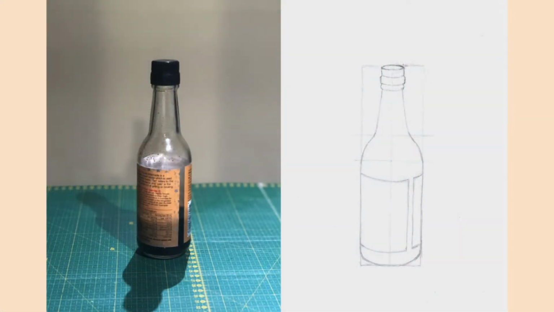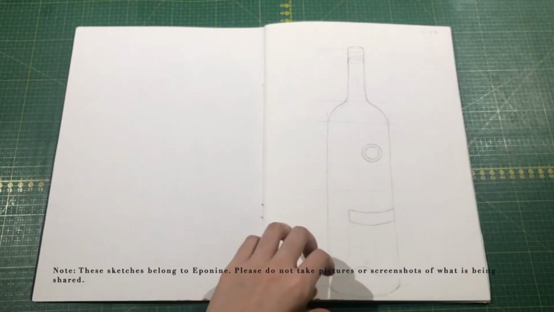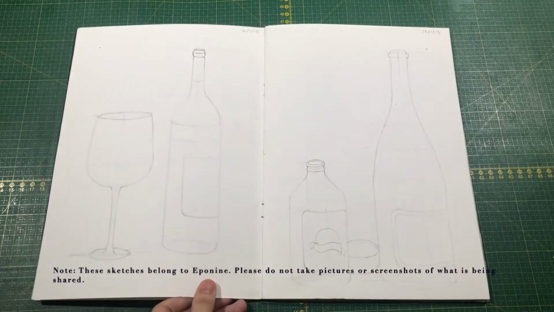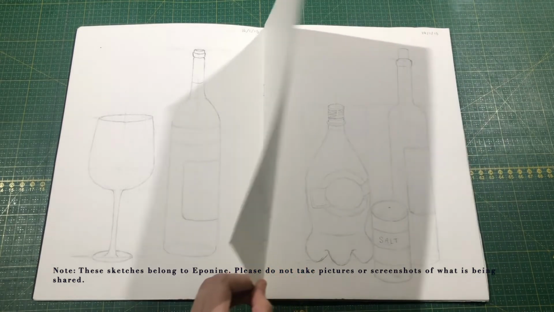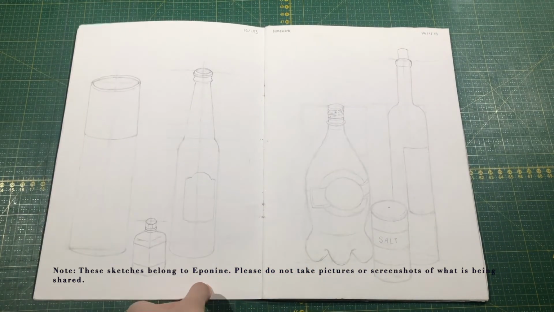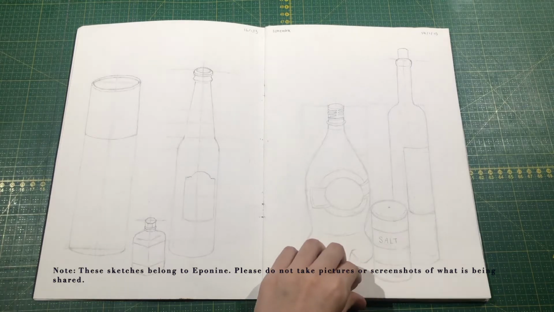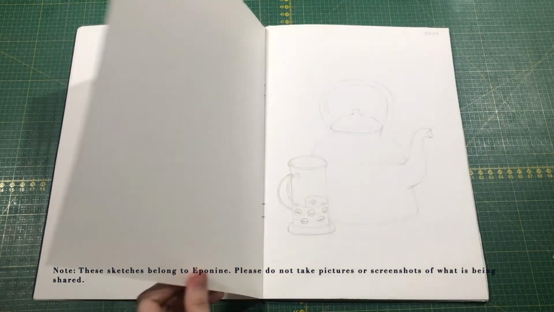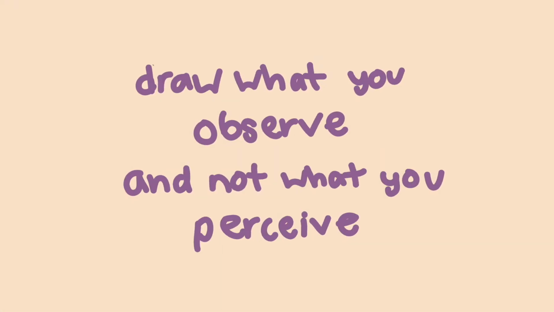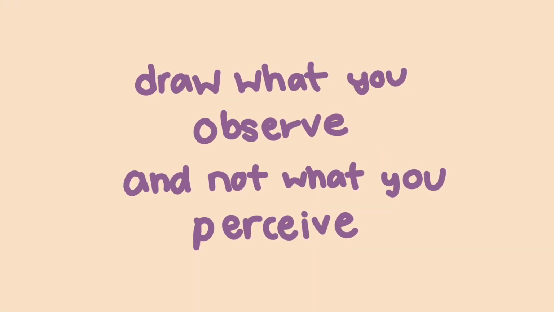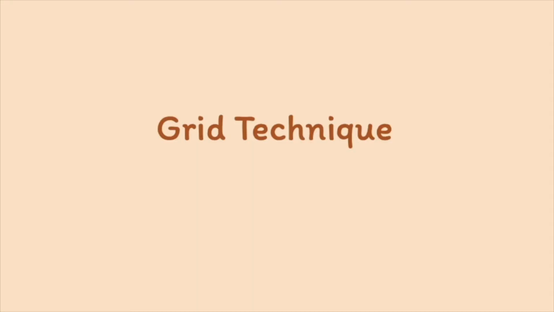The final drawing should look something like this, and it should look relatively proportional to the actual object. Now, here are some examples of still life drawings I did in year 1 using this technique. This technique definitely takes some practice, but once you have gotten the hang of it, you can go on to draw more complex objects such as teapots. I will leave you with a final tip on drawing still life, which is to draw what you observe and not what you perceive.